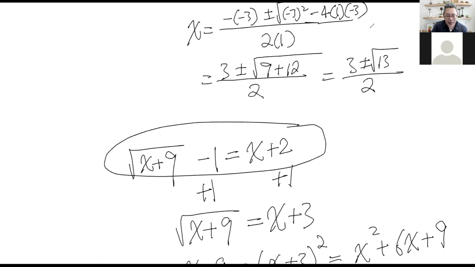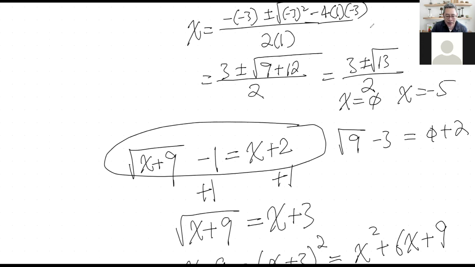We got x equal to 0 and x is negative 5. Plug in 0, we got square root of 9 minus 1 equals 0 plus 2. Sorry, it's a 1. And square root of 9 is 3. 3 minus 1, that is 2. So that is good. Both sides are the same.